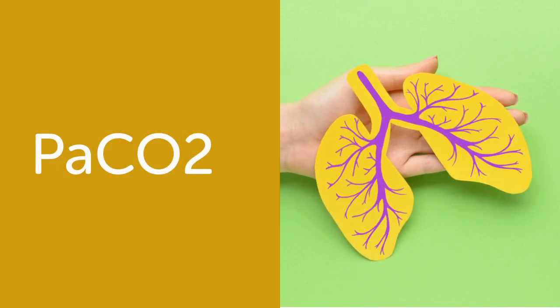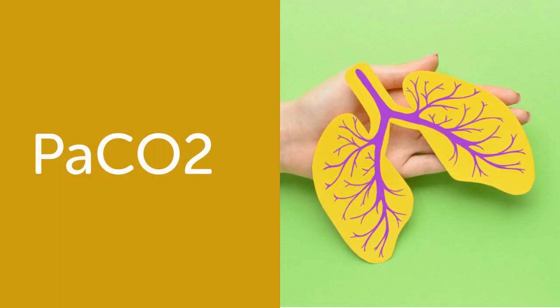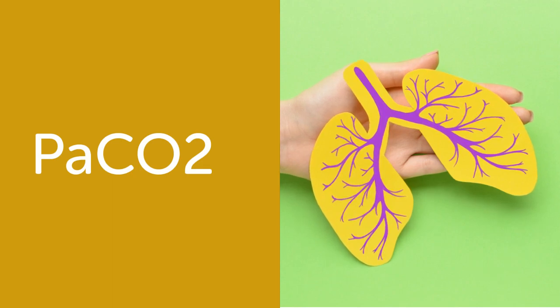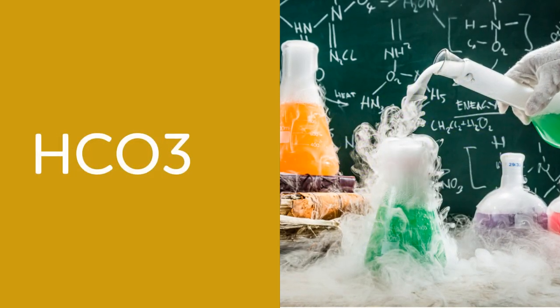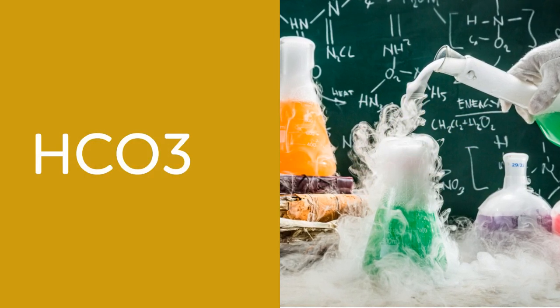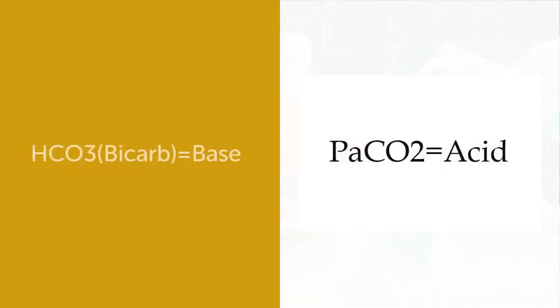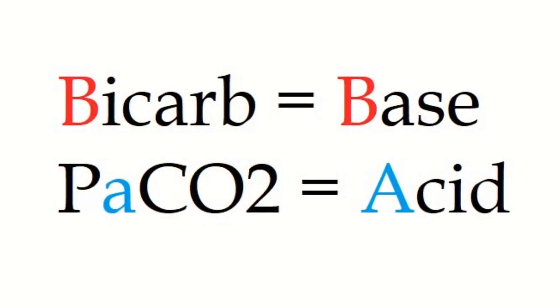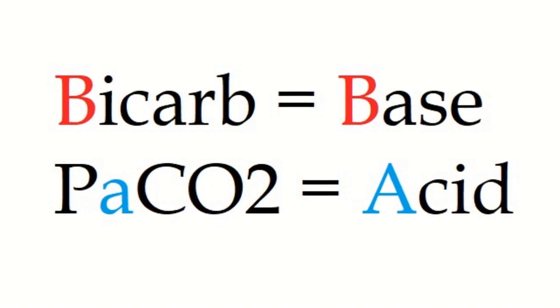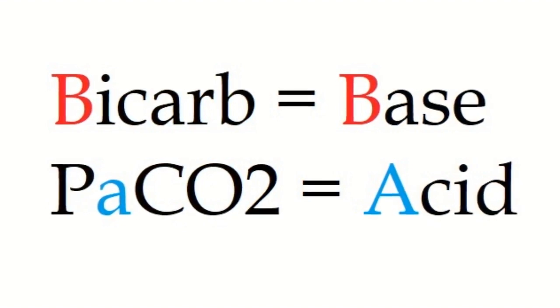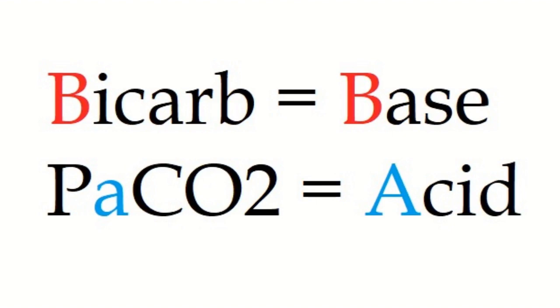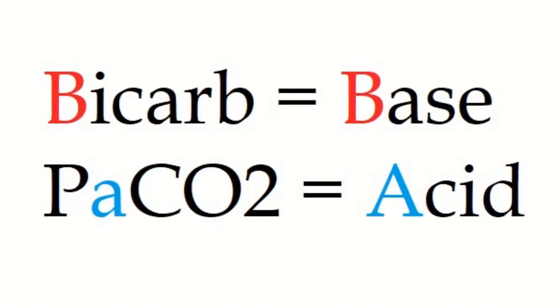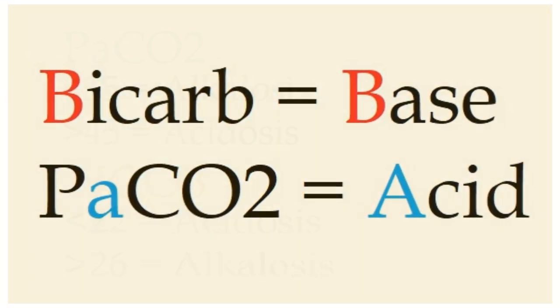Next, we have to remember that PaCO2 relates to the respiratory input into the equation. We also have to remember that bicarb is the metabolic input into the equation. We also have to remember that bicarb is our base and PaCO2 is our acid. This may seem very basic, but bicarb starts with B, and so does the word base, whereas PaCO2 has an A in it, just like the word acid.